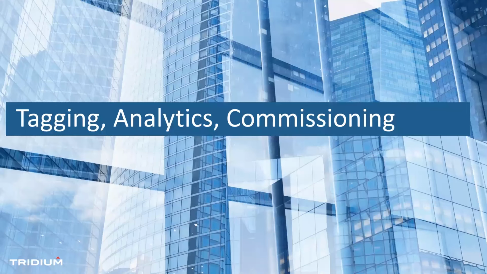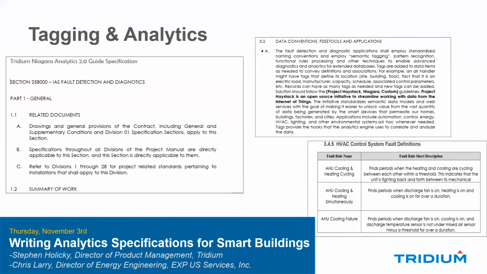More things have been added in the last 10 years: tagging, analytics, commissioning. Tagging and analytics, I'm not going to go into deep detail other than we need to worry about specifying those. We can have spec sections within Division 25 that talk about how we're going to tag data and what types of fault detection rules we want you to use. We don't want to say to support it. We want you to say, guess what? We want you to do an air handling unit, cooling and heating simultaneously detection algorithm in this project. Well, if you do, then you have to specify that.